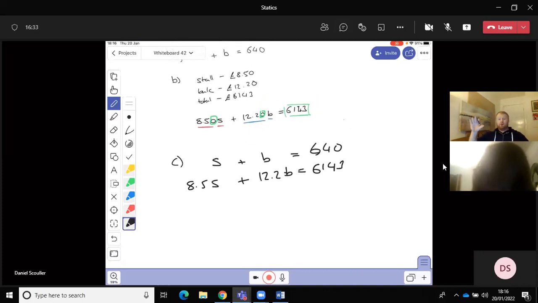So we've got two simultaneous equations, 1 and 2. We've got them in the right format that we want, so all the letters are on the left-hand side and the whole numbers are on the right-hand side. So we've got the perfect format. We've got two equations. Now we just need to work through and solve.